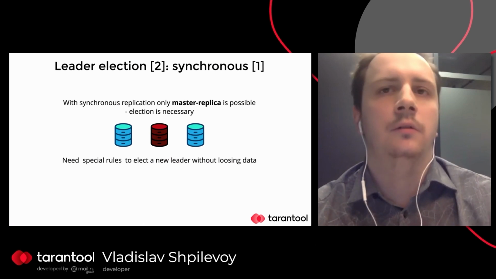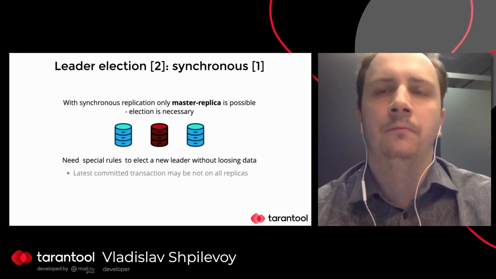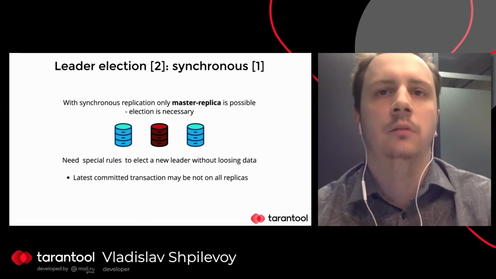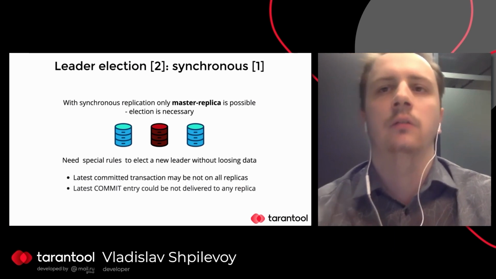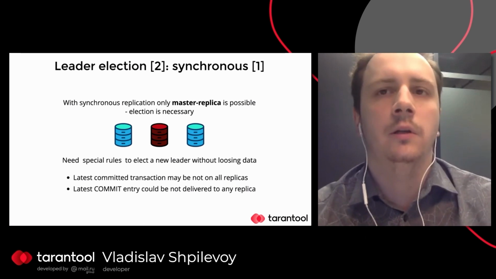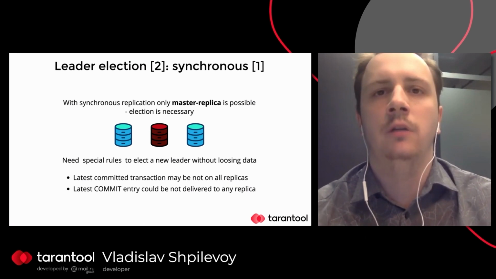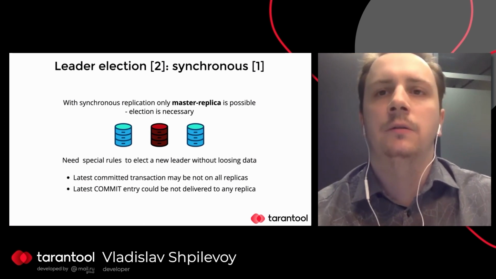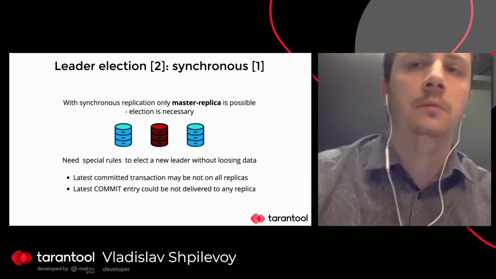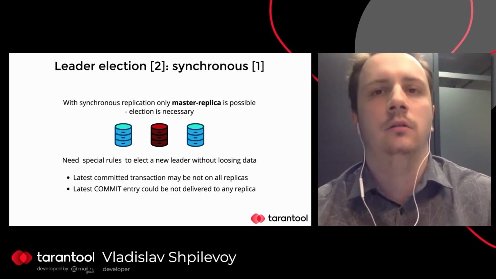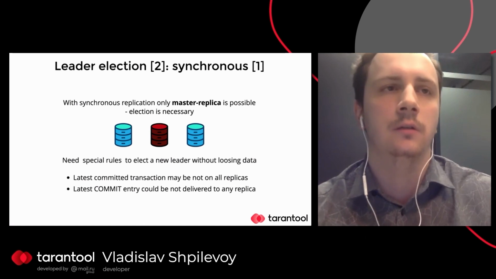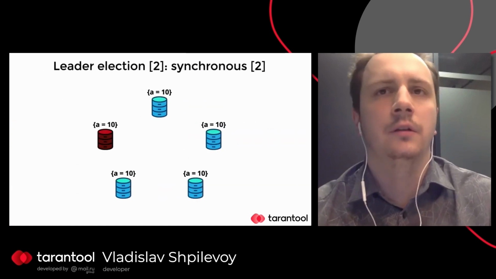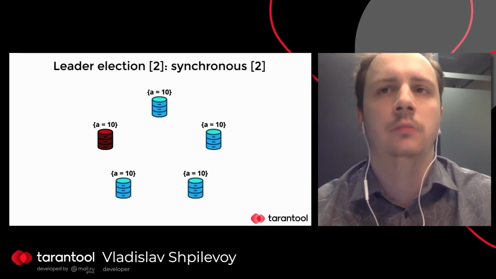its latest committed transactions may be present not on all nodes, but only on a quorum of nodes. And there can be committed transactions whose commit entry the old master didn't manage to replicate. The replicas wait for the leader's decision, which won't be delivered if the leader is dead forever. It means there must be some special procedure for how to elect a new leader with synchronous replication safely, preserving the guarantees. Here is an example why an arbitrary node can't be elected.